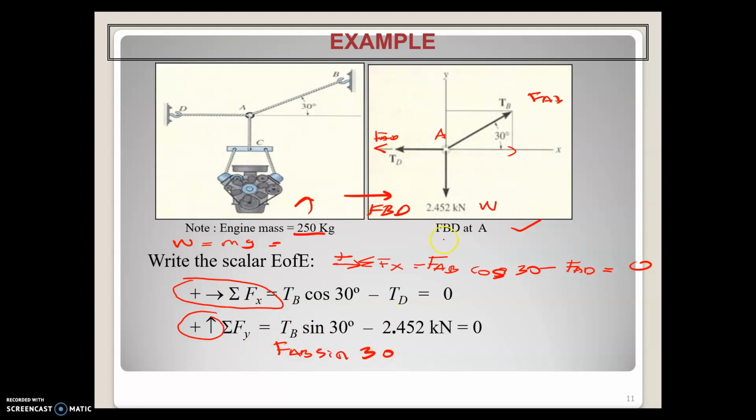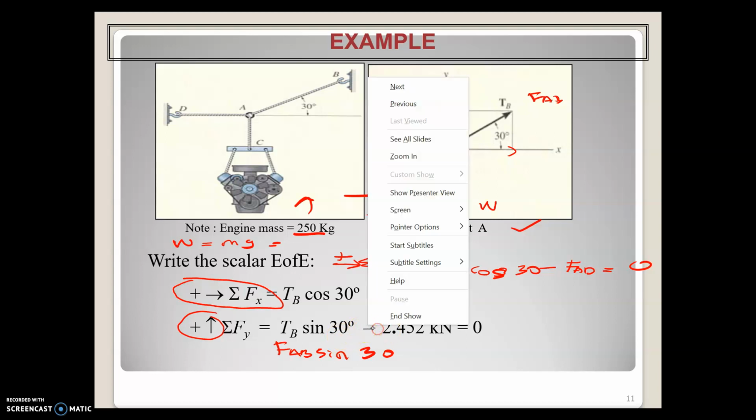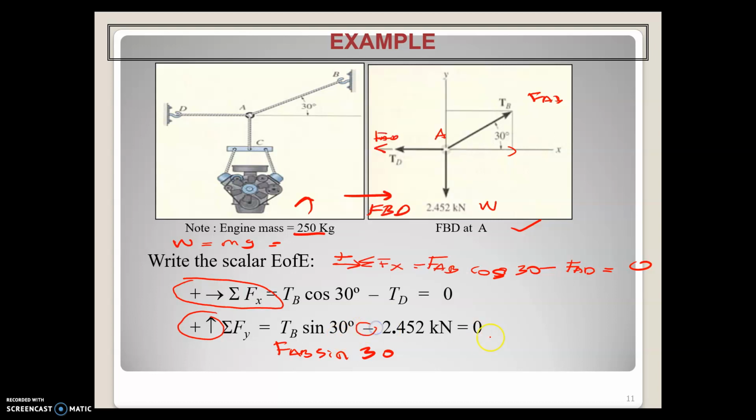And then you kena consider another force yang terlibat pada part CY, is this weight, right? Weight of the engine, which is you have 2.452 kilonewton of the weight for the engine, then it moving downward. Okay, it is minus. Then it is minus 2.452 kilonewton and equal to 0.